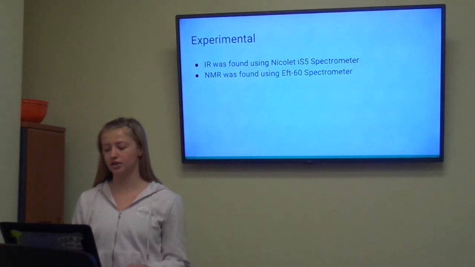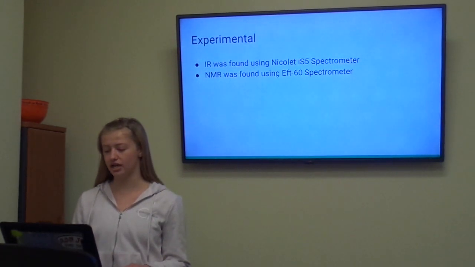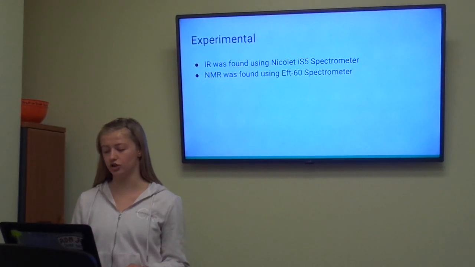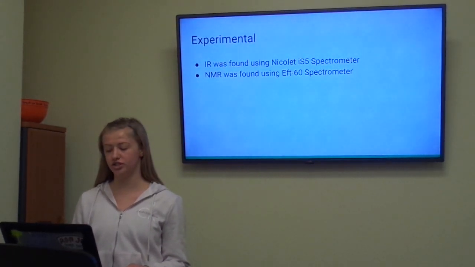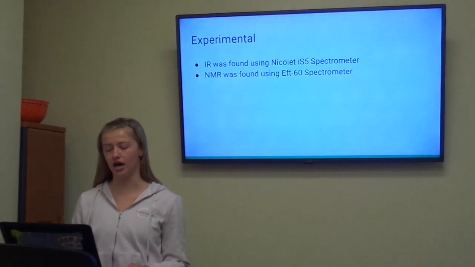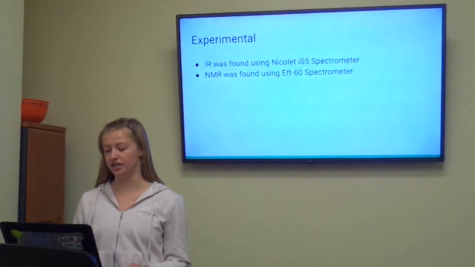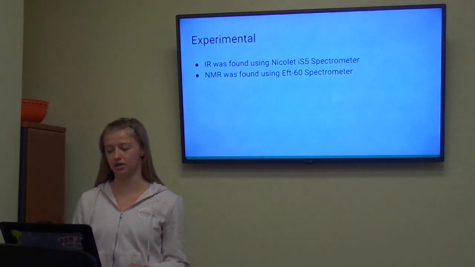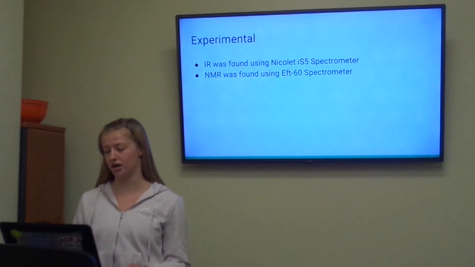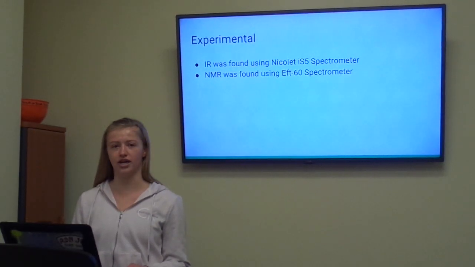To find the IR spectrum, the unknown substances were placed onto the glass plate, and this was then placed into the Nicolet IS5 spectrometer. The graph for this unknown substance was printed out so it could be compared to graph 4.2 in the laboratory manual. To find the NMR spectrum, the unknown substance was placed into the EFT60 spectrometer. The graph for this unknown substance was printed out so it could be compared to graph 4.3 in the laboratory manual.